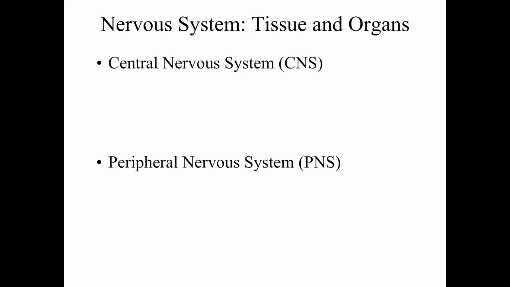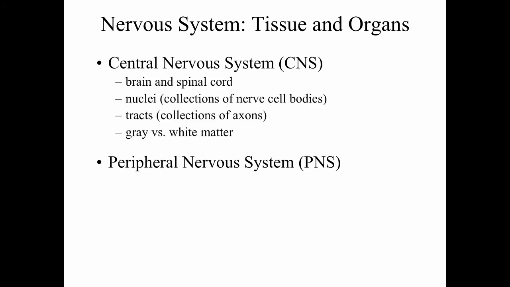If we talk about the nervous system in relation to tissues and organs, we can consider the central nervous system as separate from the peripheral nervous system. The central nervous system, of course, consists of the brain and the spinal cord. And now here's an unfamiliar term probably. We talk about nuclei, and here when we use the term nuclei, we're talking about collections of nerve cell bodies. So if we say a nucleus in the brain, we're talking about a collection of nerve cell bodies in the brain.